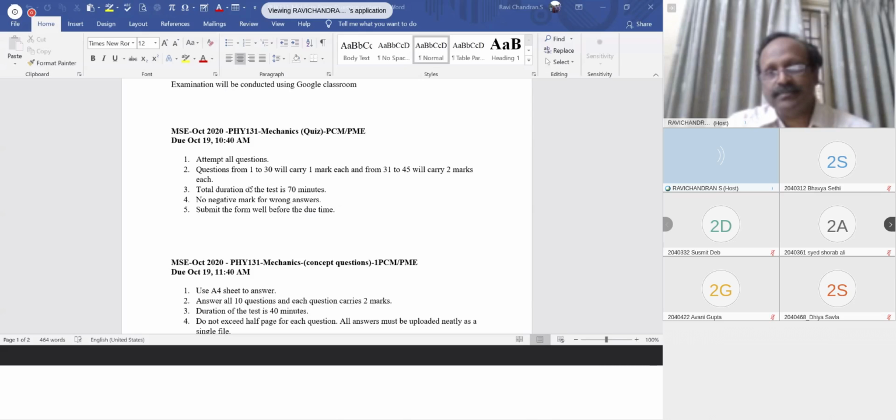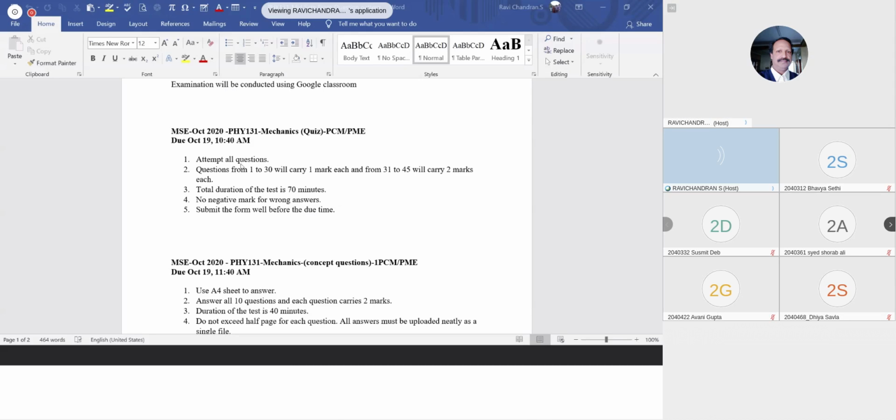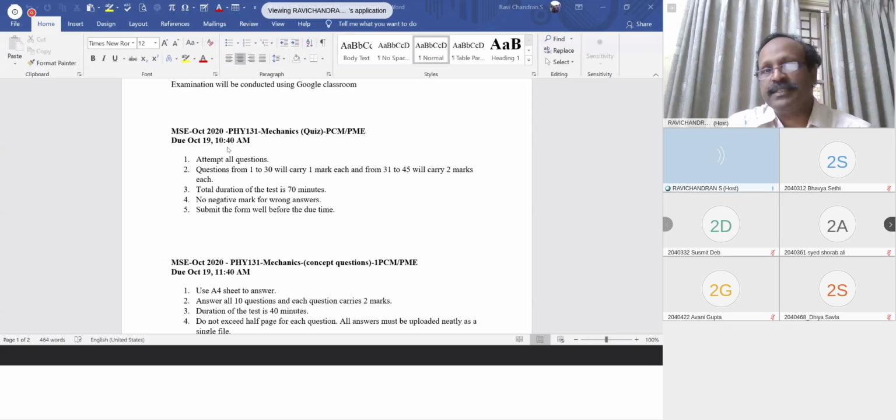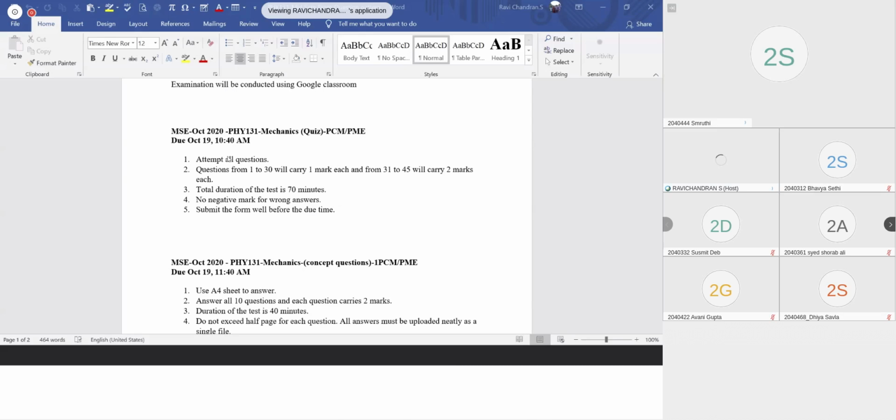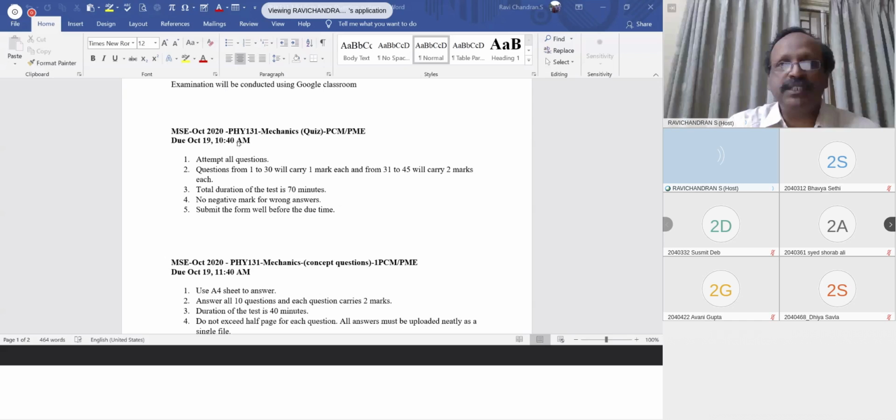You are expected to attempt all the questions. Submit the form well before the due time. So if it is 10:40, I expect you to submit. Right at the end, you have to click submit. That's all. That may not take much time. Correct? At the end, you have the submit button. There you have to press it. You do that before 10:40.